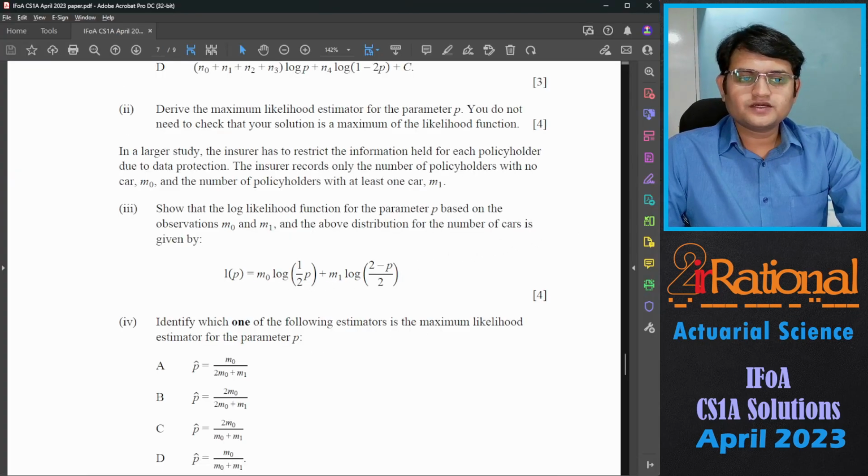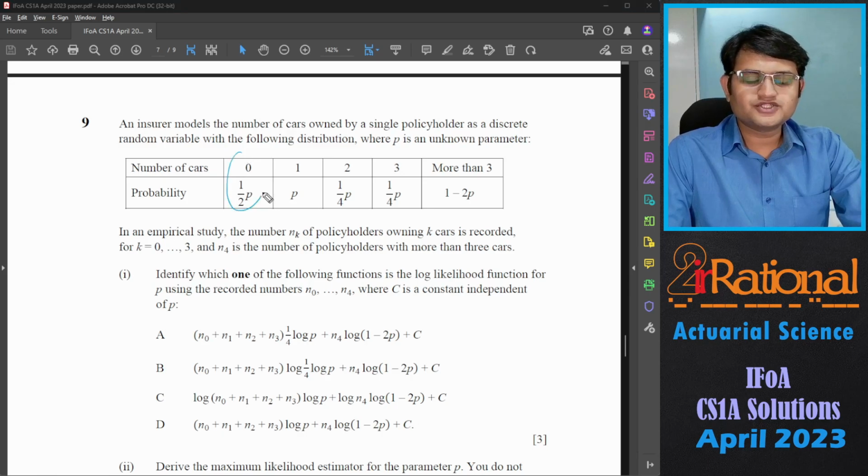For the third part, in a large study, the insurer has to restrict the information held for each policyholder due to data protection. The insurer records only the number of policyholders with no cars, that is M0, and the number of policyholders with at least one car, that is M1. So this is a binomial style question now. Show that the log likelihood function for the parameter p based on the observations M0 and M1 and the above distribution for the number of cars is given by this.